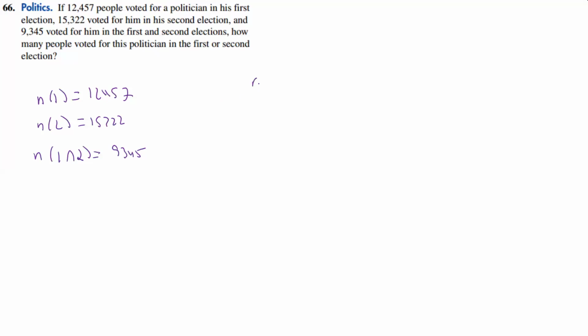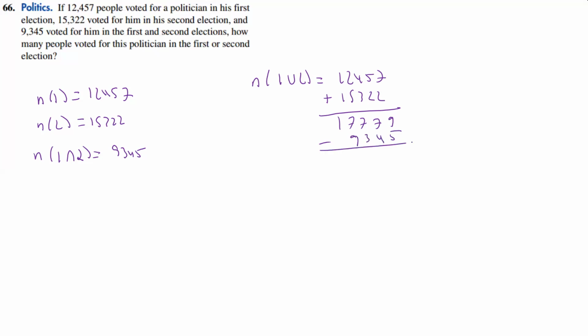So what we have to do is n of 1 or 2 is basically the 12,457 plus the 15,322, and so that's gonna be a 9, that's a 7, that's a 7, that's a 7, that's a 1, and then minus a 9,345. So it's a 4, that's a 3, that's a 4, and that's a wait, what am I doing here? Oh, it's a 2, not a. I was like, wait a minute here, that doesn't look right. Okay, that's going to be 8, and then that's going to be 1.